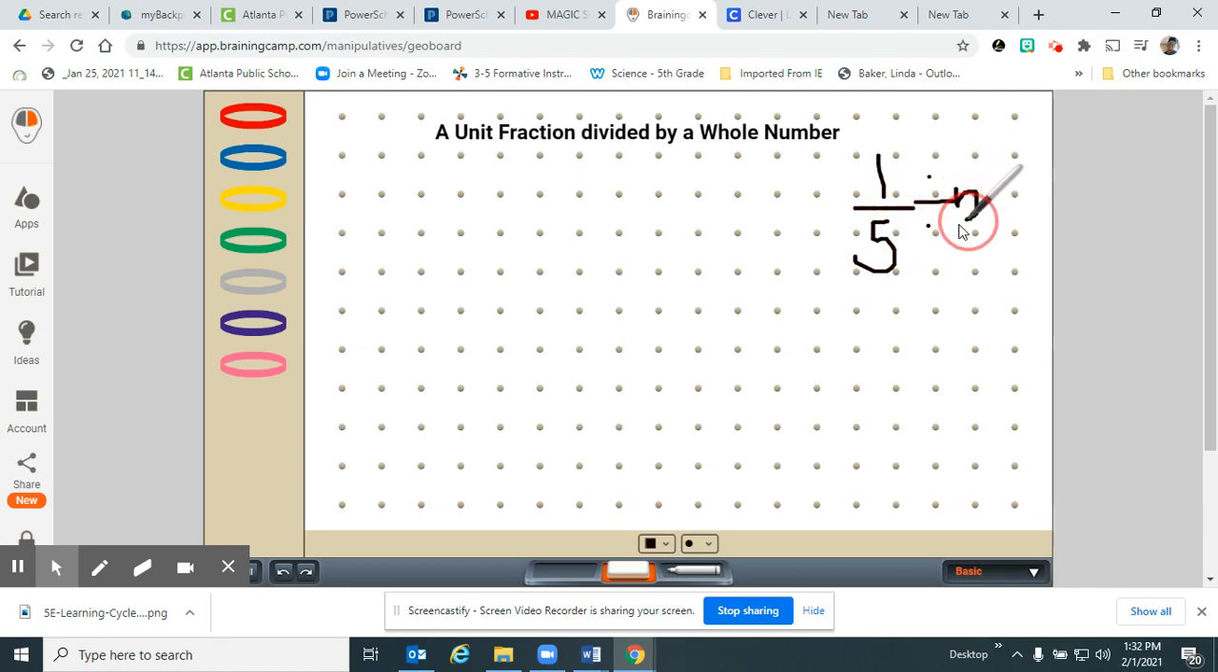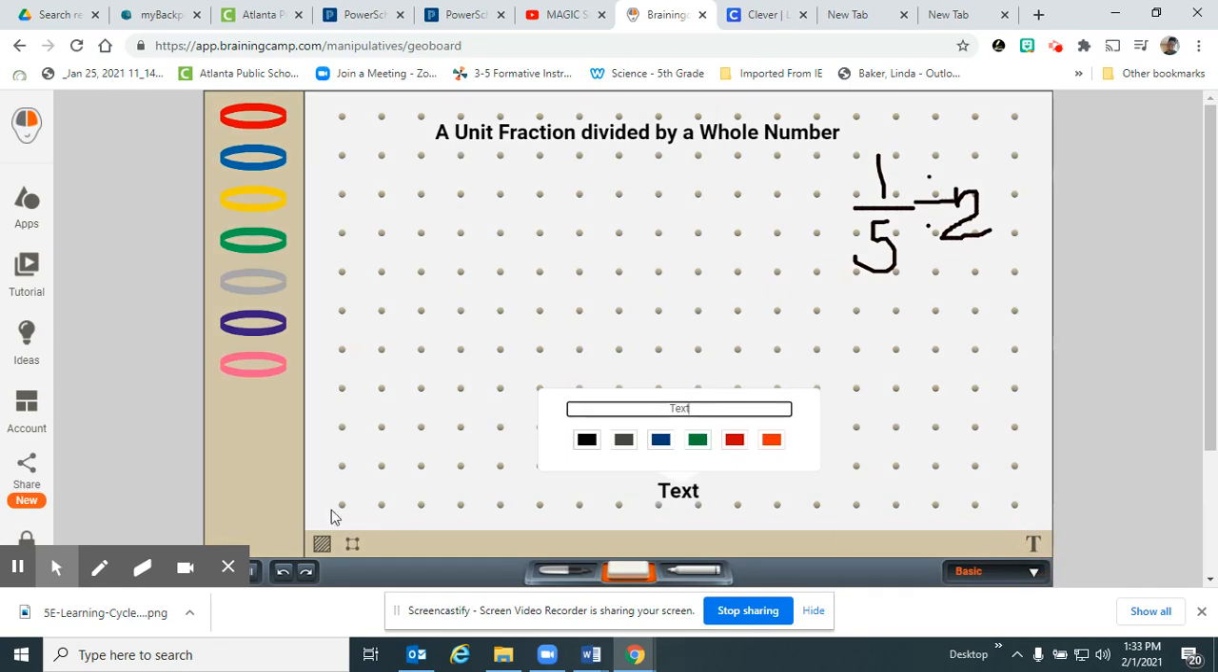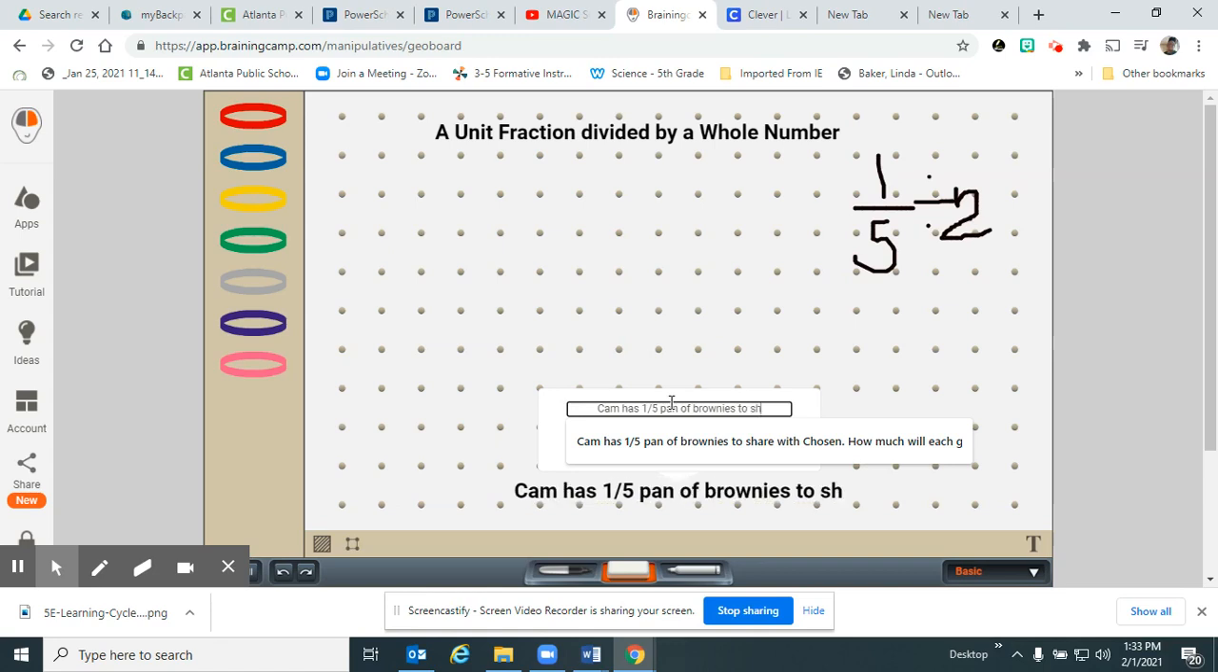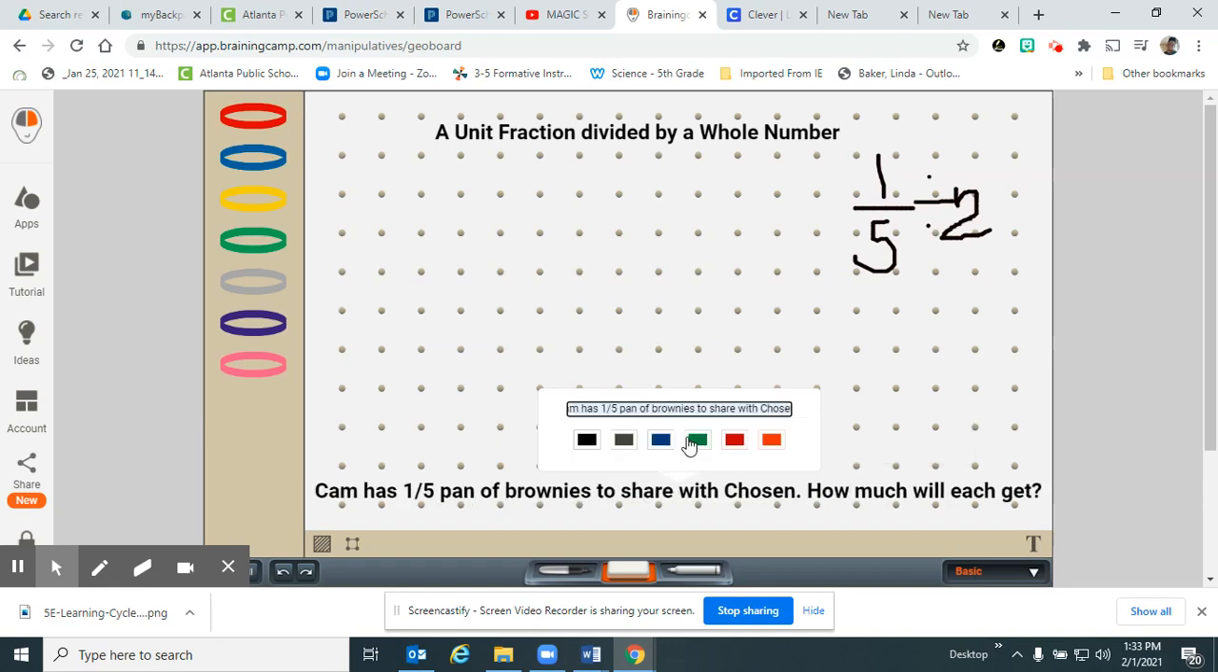All right, so my story problem that I want you to think about is that Cam has 1/5 pan of brownies that he's going to share with his son Chosen. How much will each get? All right, so let's model that.